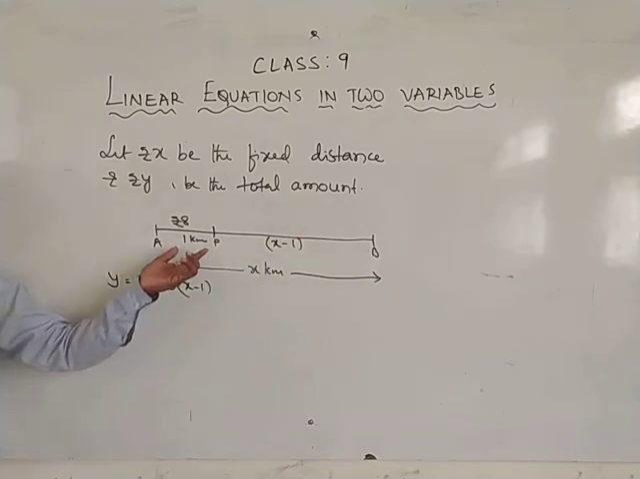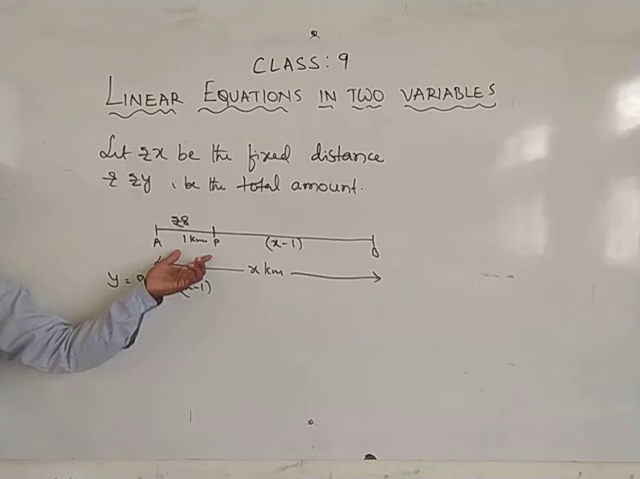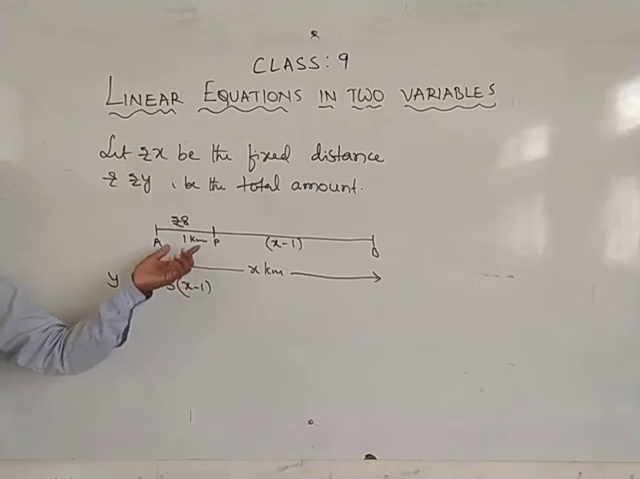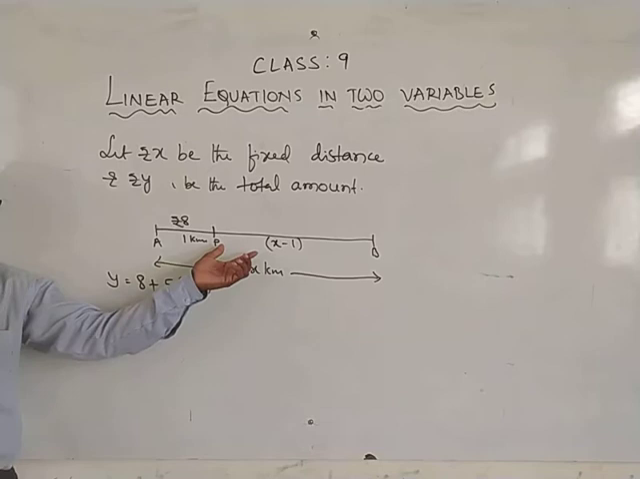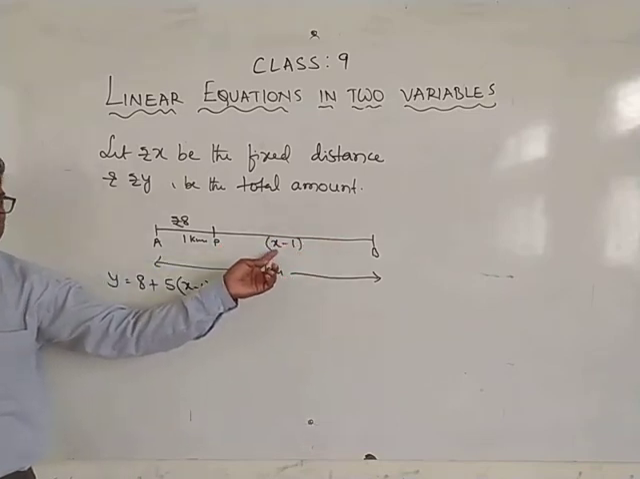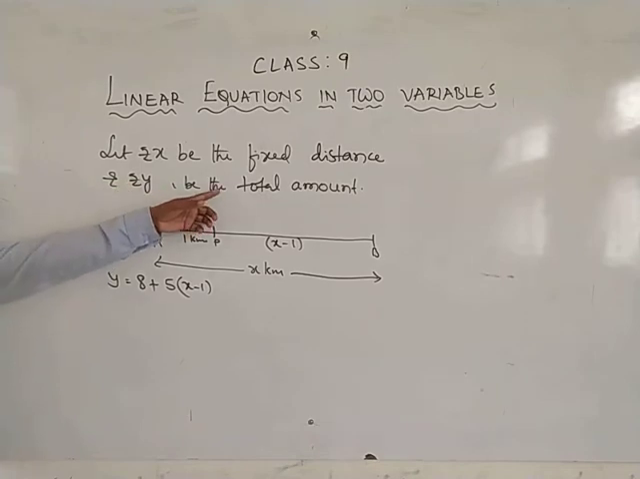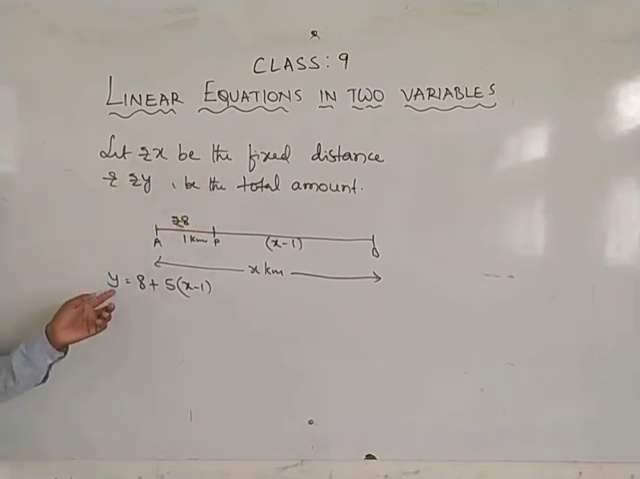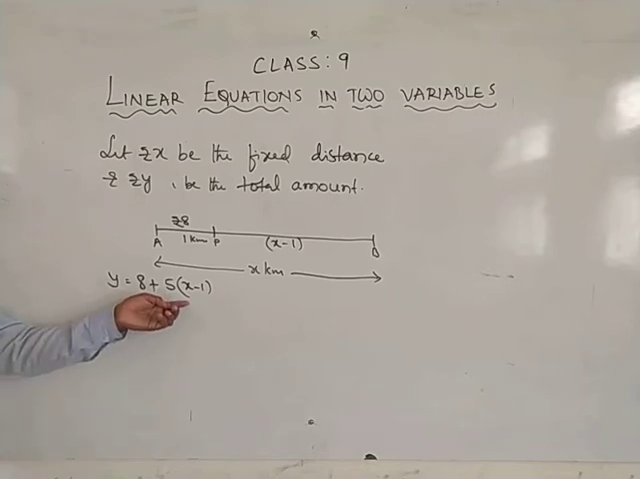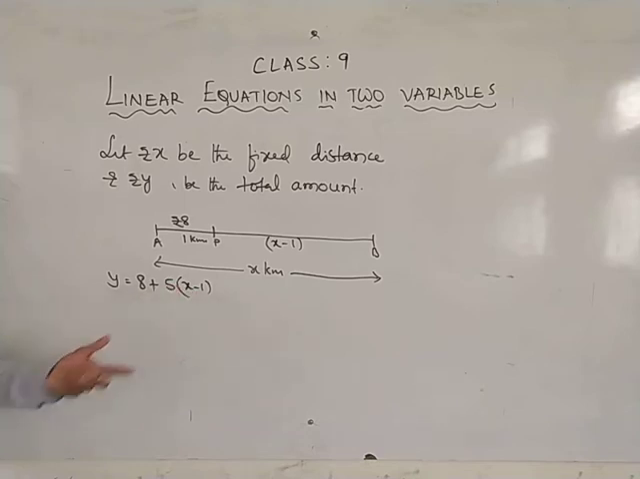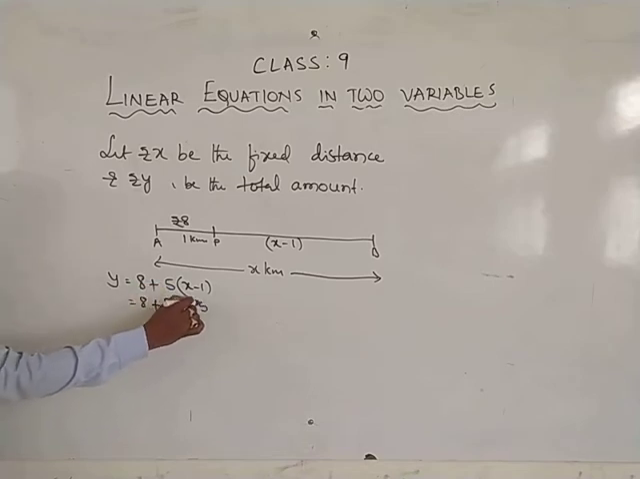In that, 1 kilometer is gone. Why? It is the fixed charge for 1 kilometer. Therefore the remaining distance will be x minus 1. Let y be the total amount. Therefore, total amount equals first kilometer plus charge for the remaining kilometers. Therefore, y equals 8 plus 5 into x minus 1, which is 8 plus 5x minus 5.